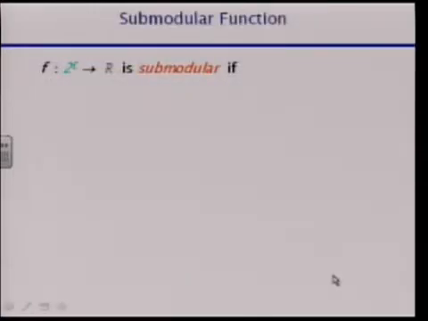And we are going to basically conclude that this is a very interesting application domain, especially for some of you who are doing a lot of optimization related to discrete sets. So first, let me talk about the submodular function. What is a submodular function?